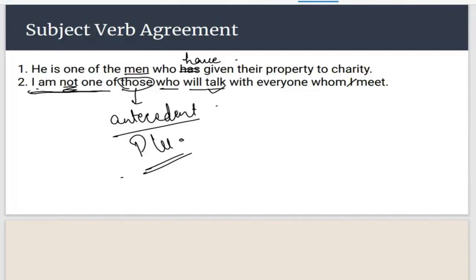Okay, now understand. Here these two sentences, I am not one of those, is connected with who? This part of sentence and this part of sentence is connected with who? Agreed, Omu, yes or no? Is this thing clear? Now what is the antecedent in this sentence? Yes, antecedent is those. Very good. Now those is singular or plural? Very good. It is plural.